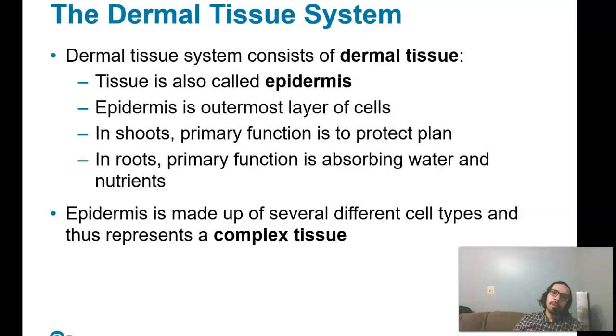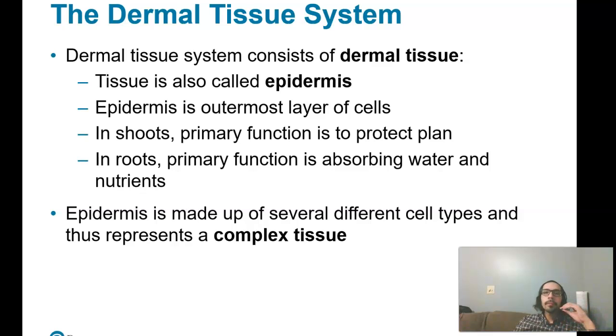The dermal tissue system consists of the dermal tissue. This is also called the epidermis. So this is like the skin of the plant. Okay. It's the outermost layer. And in the shoots, the primary function is to protect the plant. And in the roots, the primary function is to absorb water and nutrients. The epidermis is made of several different cell types, and so this is an example of a complex tissue.